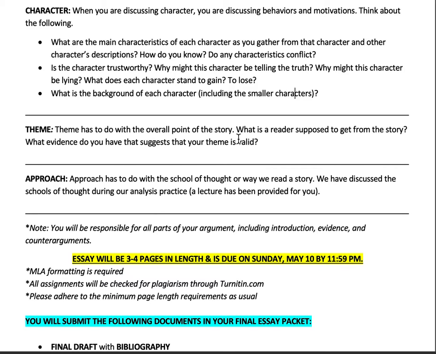If you're going to talk about a theme, on the other hand, you're going to talk about the overall point or message of the story. So what is the author trying to tell you is the key theme, the key message of their story? What evidence from the story tells you that that's the theme? So if you're looking at, say, Harry Potter, one of the themes might be bravery, being brave, even when you're scared, and why that's important. How do you know that?